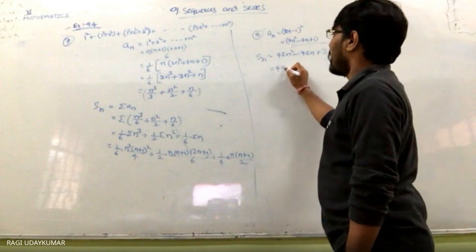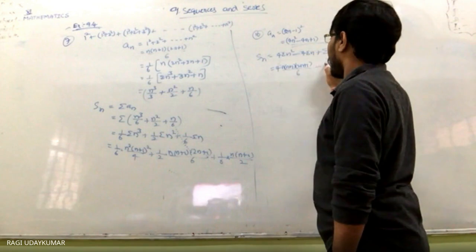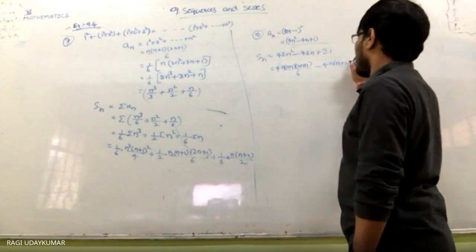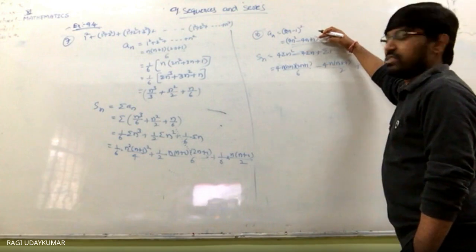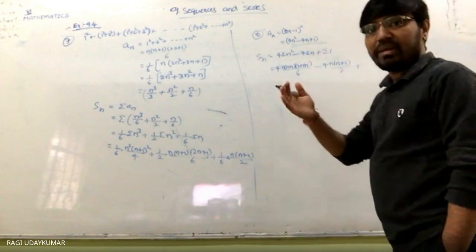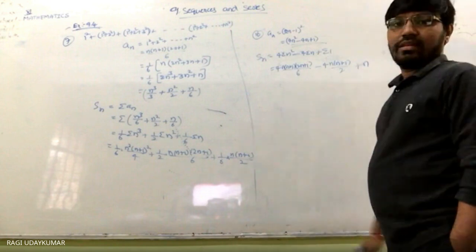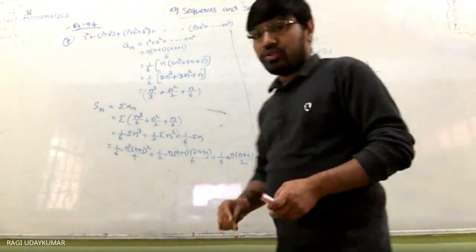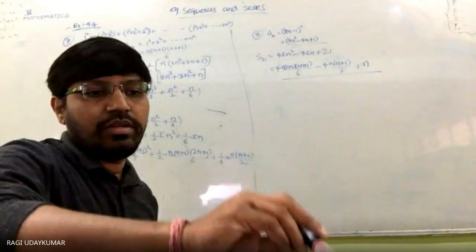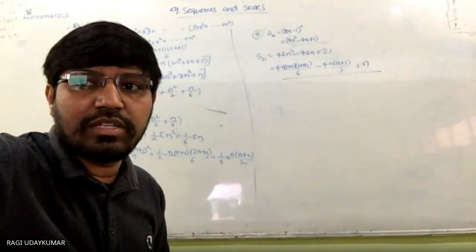So 4 into n into n plus 1 into 2n plus 1 by 6, minus 4 into n into n plus 1 by 2. Whenever a constant is given to you, sigma 1, 1 should be repeated n times. So if you add 1 n times, the result is n. This you have to simplify. I think you understood how to find the nth terms. Okay? Do you have any doubt in this pattern of the problems?